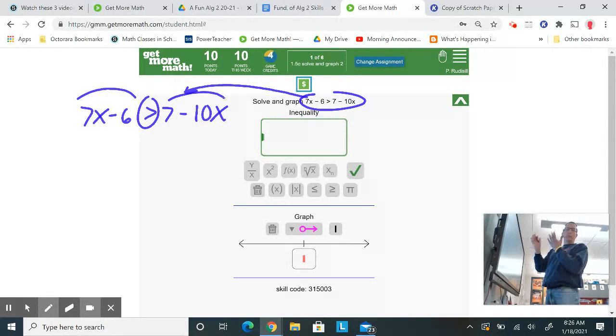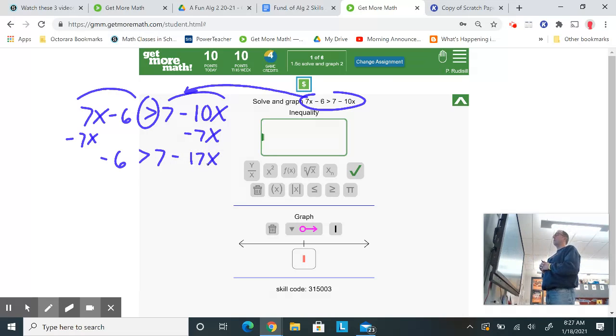Now you have a choice. You can move it on the left side or the right side. I'm going to get rid of my x's over here to show you what this looks like. And I have -6. The sign would stay the same. Anytime you add or subtract, the sign stays the same. And I have 7, and I have -17x.